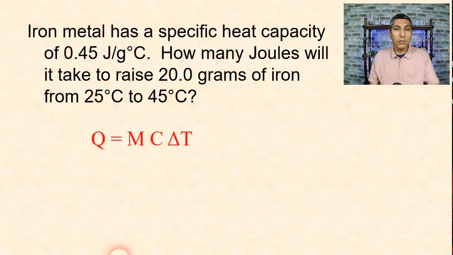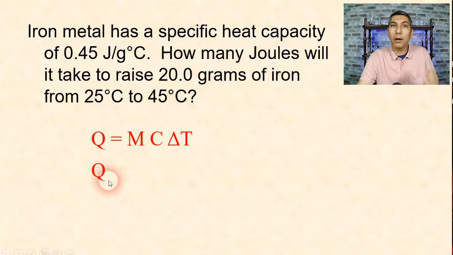So once again, we're going to use the equation Q equals MC delta T, and we're just going to plug and chug right into that equation. So Q represents the amount of joules, how much heat energy, and that's what the question's asking for. It says, how many joules? So that means Q is going to be our unknown. That's what we're solving for.